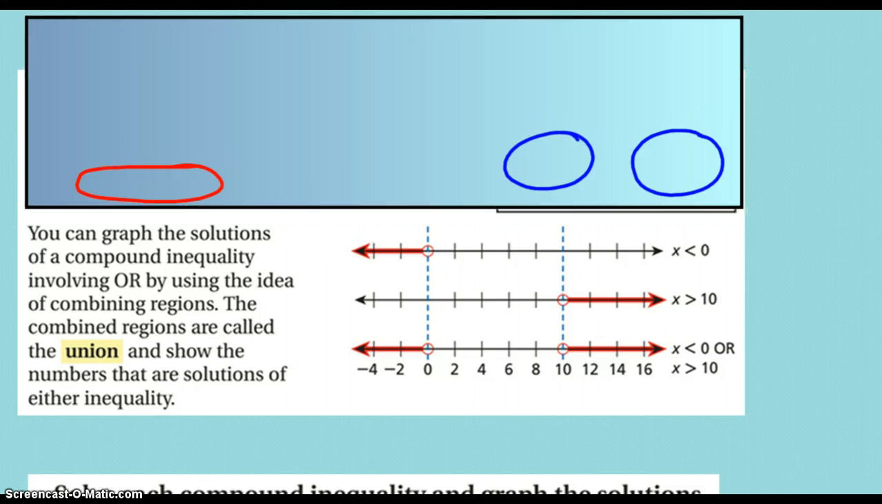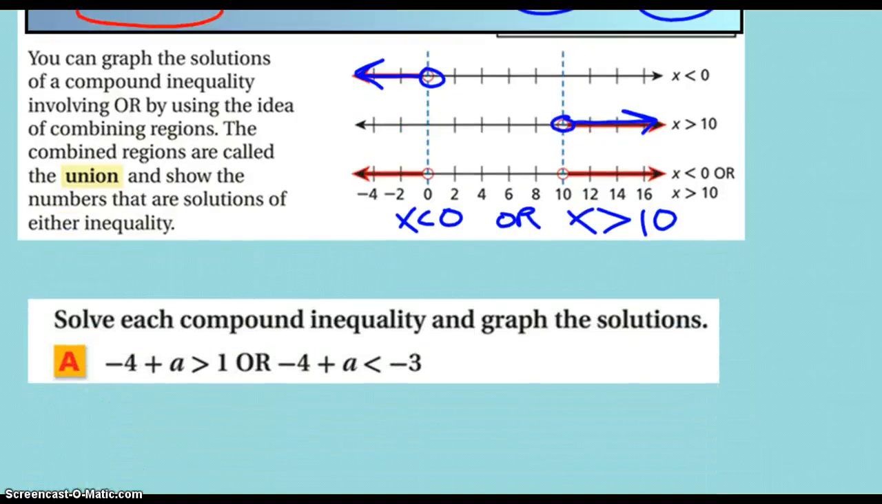x is less than 0 is the first graph. So not including 0, but anything less than that. Not including 10, but everything greater than that for the second graph. And if we combine those two graphs, we get a statement of x is less than 0 or x is greater than 10. So we would have to look at those two separately. There's no overlap, but when we look at them together, that's why there has to be an OR statement, and it's also known as a union.